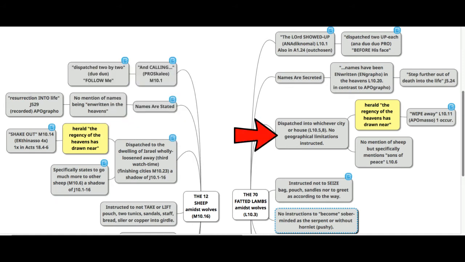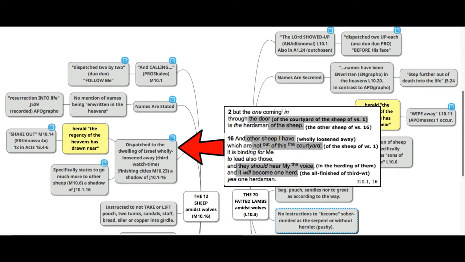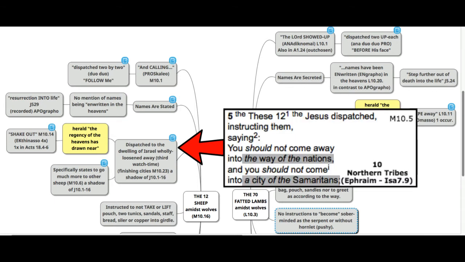And where the 70 were not given specific instructions regarding where they went, the 12 were. They were instructed to go only to the wholly loosened away sheep of Israel, as sheep dispatched to other sheep. The exact thing we see in John chapter 10, verses 1 through 16, where we see that Jesus instructed the 12 not to come away into the nations or a city of the Samaritans, and Samaria made up the northern regency of Israel among the 10 tribes, the diaspora, in contrast to the southern house of Judah, the 2 tribes.